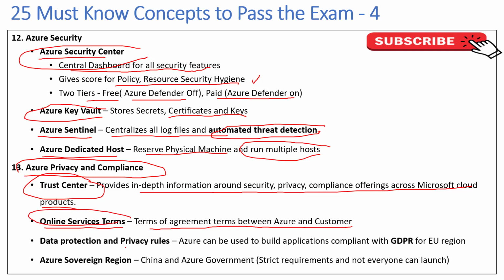Now, data protection and privacy is super important. You need to know that you can build applications that are compliant with GDPR rules for the EU region. Then finally, you have the Azure sovereign region. You can launch your resources in any region on the Azure portal except China and US government. Sorry, this is not Azure, but this is US government. These have certain restrictions, and not everybody can launch services in these two regions. So you need to know what an Azure sovereign region is, and there could be a question on this.